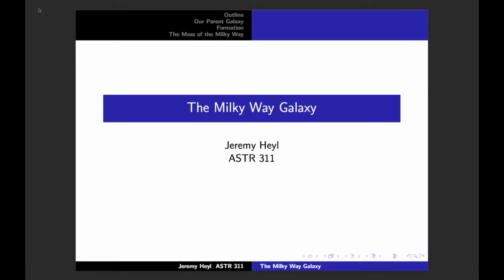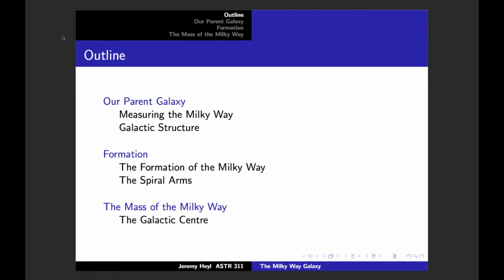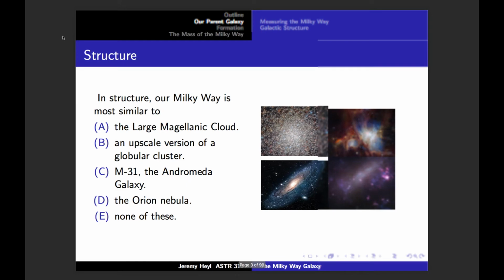So we're going to get a sense of the scale of the Milky Way galaxy. First, how we got an idea of the size of the Milky Way, and then what the structure of our galaxy is, what is responsible for this structure, how it formed, and what produces the spiral arms. And then towards the end, we'll do stuff that's a little bit more mathematical, which is thinking about the mass of the Milky Way.